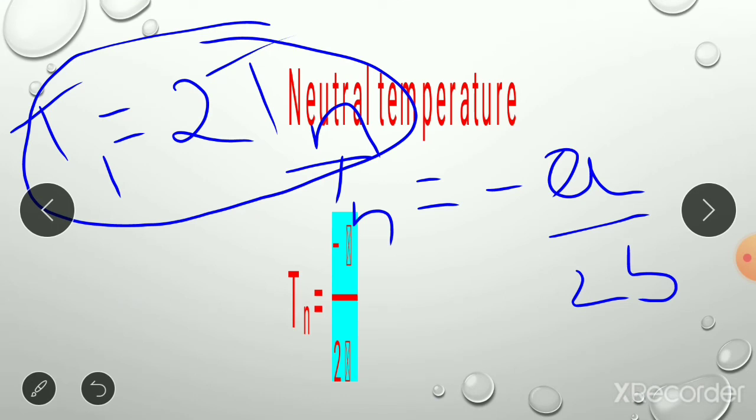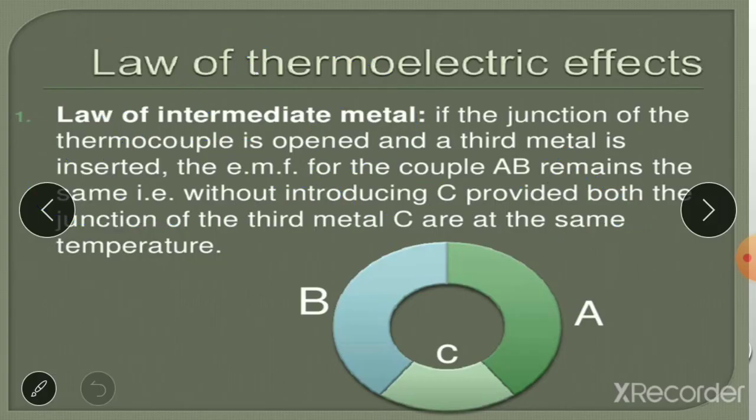They are asking for a 4 marks question: calculate the neutral temperature and inversion temperature. If you know A and B, then calculate both Ti and Tn. Next we shall move. Next slide.